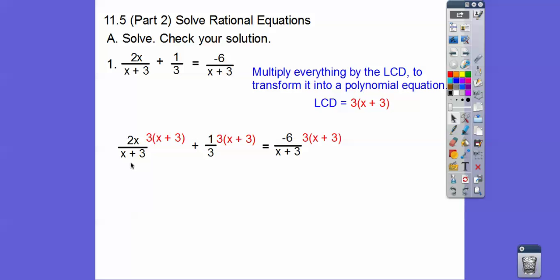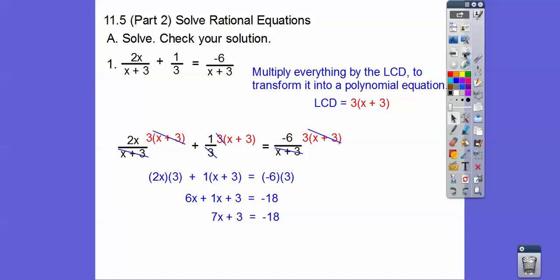And then right here, this x plus 3 will cancel out that x plus 3. Here, this 3 will cancel out that 3. Here, the x plus 3 will cancel out that x plus 3. So we're going to be left with 2x times 3. That's what this says right here. Okay, and then 1 times x plus 3 is here, and then over here, -6 times 3. All right, and let's multiply. This is 6x, and then multiply the 1 through, so plus x plus 3 over here equals -18. Okay, and then we'll combine like terms. We get 7x plus 3 equals -18.